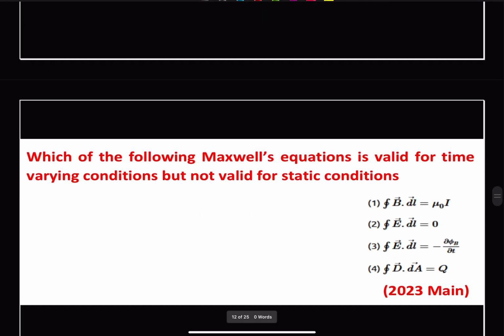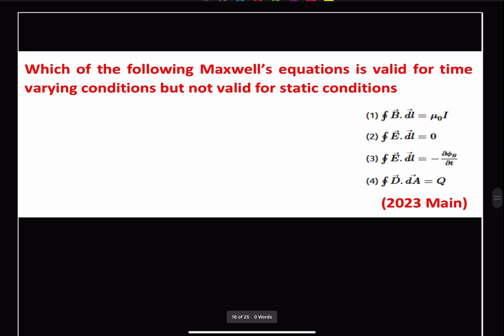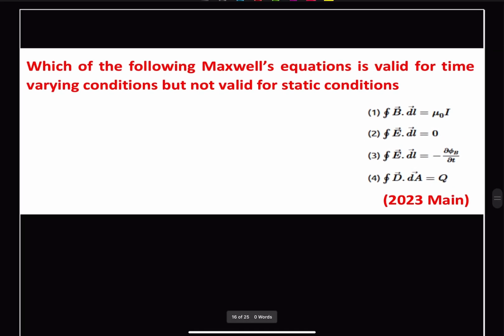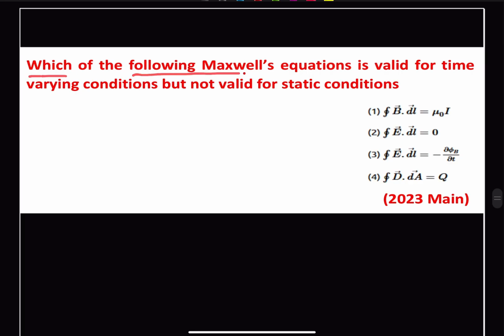Next question. It states: which of the following Maxwell equations is valid for time varying condition but not valid for static condition? Okay, so these are the standard formulas. Let us discuss all these formulas one by one.